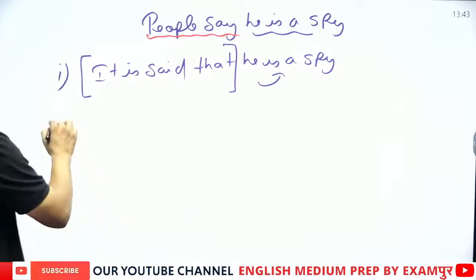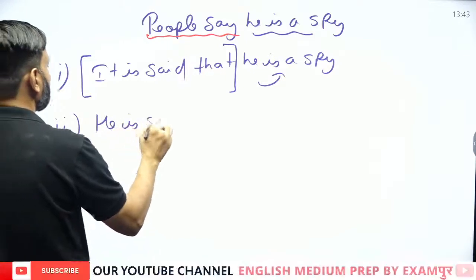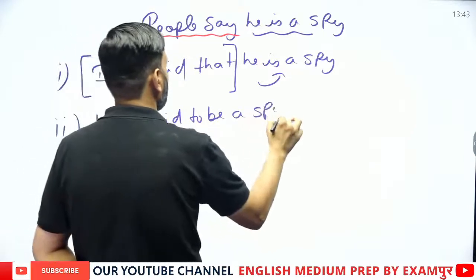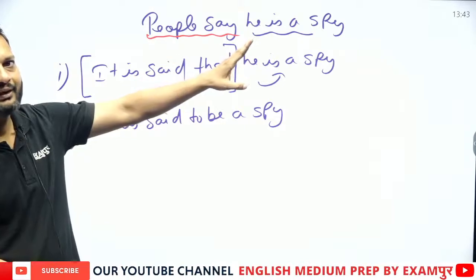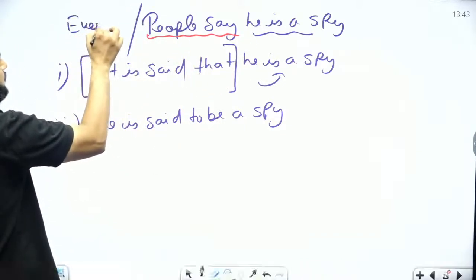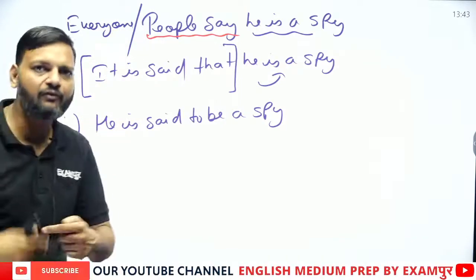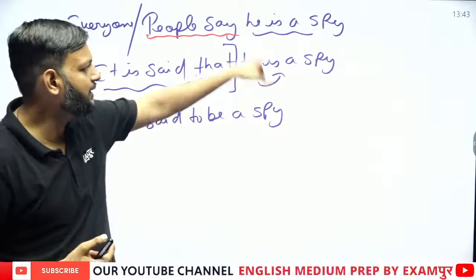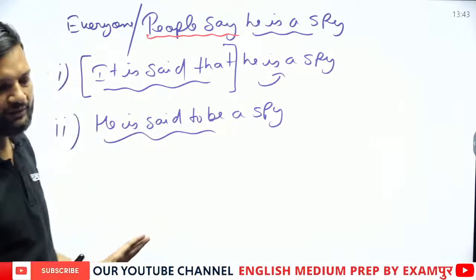Or you can also do one thing: he is said to be a spy. Okay, both the sentences are correct. If there is people say or everyone say, you can transform this sentence into passive in two ways. First is it is said that, then the remaining part, and the other one is he is said to be a spy. Okay, these are the two ways.